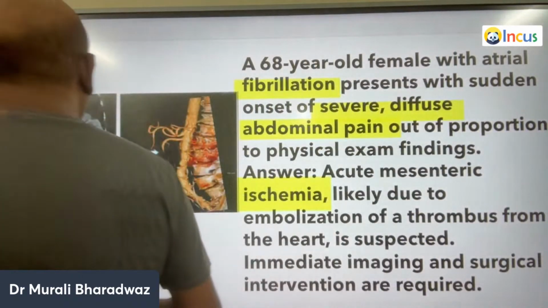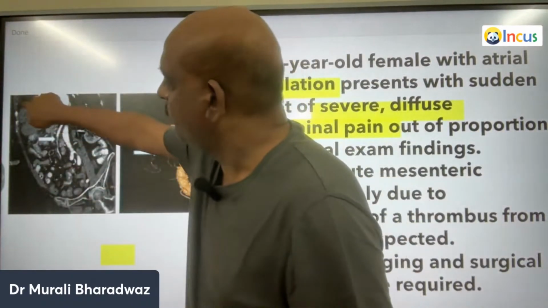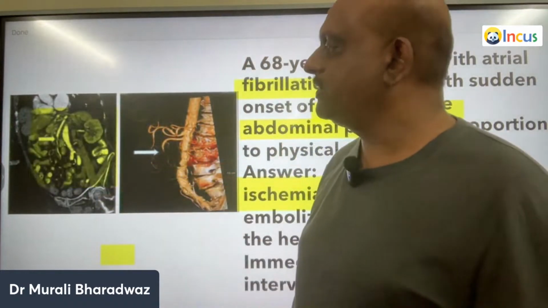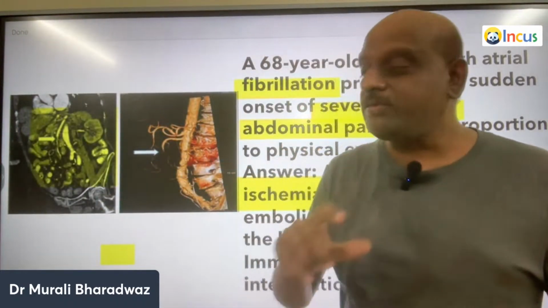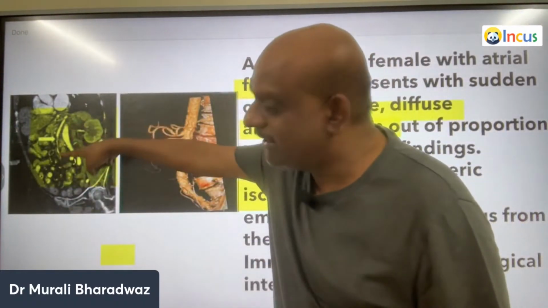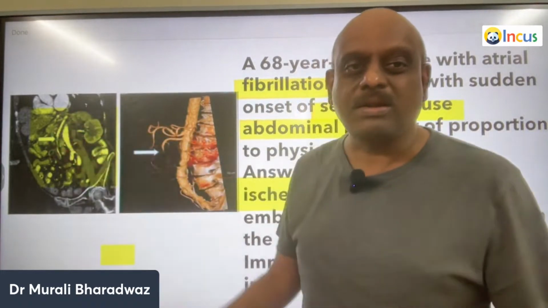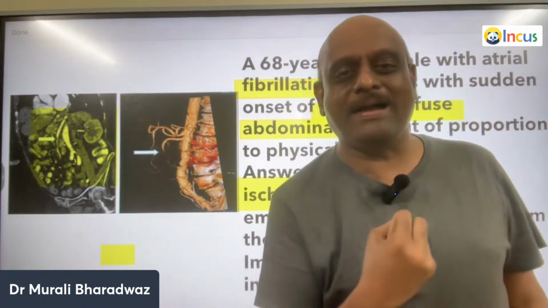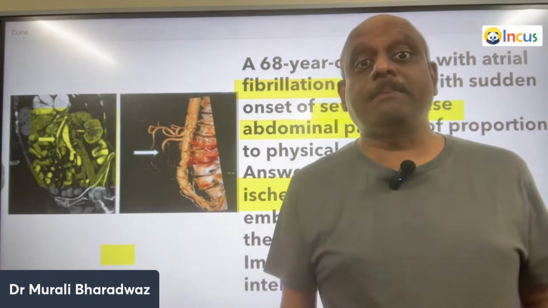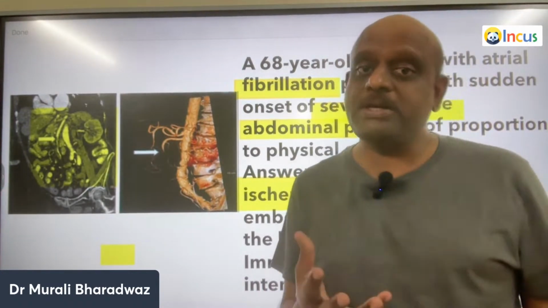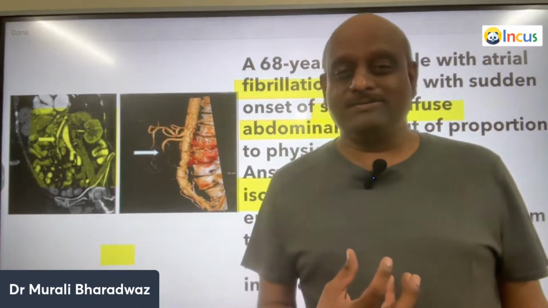So this is how you see, doctor. When you do the imaging, you can see there is a thrombus which lodged in the mesenteric vessel, which is leading to mesenteric ischemia, because of which you see the abdominal pain, especially after taking food.